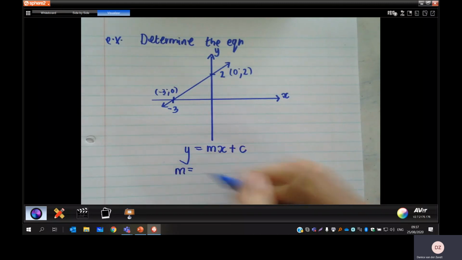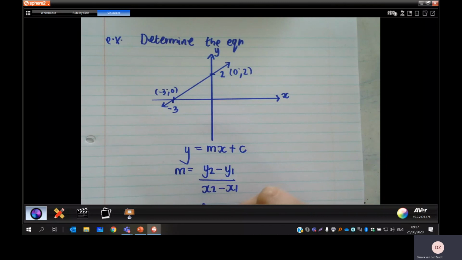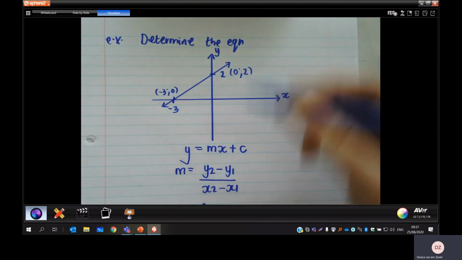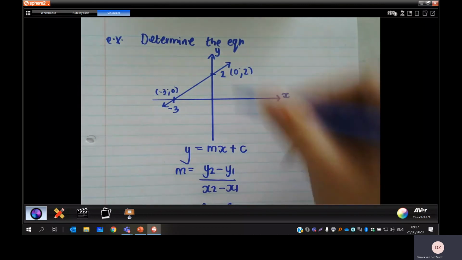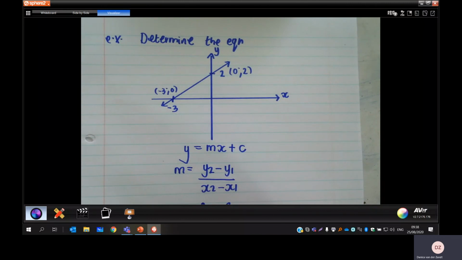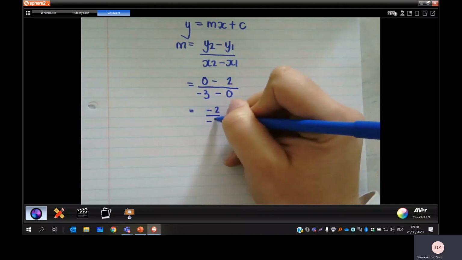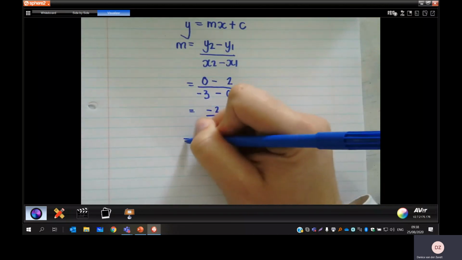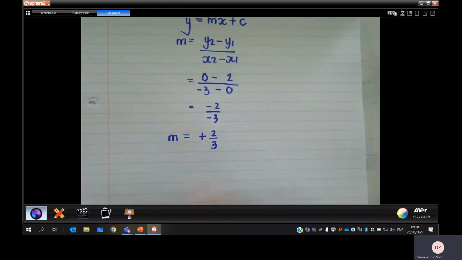So gradient equals y2 minus y1 over x2 minus x1. Let's take that coordinate. So it is 0 for x, minus 3. 0 for y, minus 3 for x. And here, minus from the formula, 2 for y, 0 for x. I get minus 2 over minus 3, a negative divided by negative. So my gradient is positive 2 over 3.